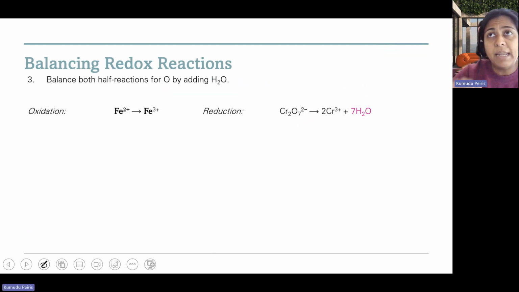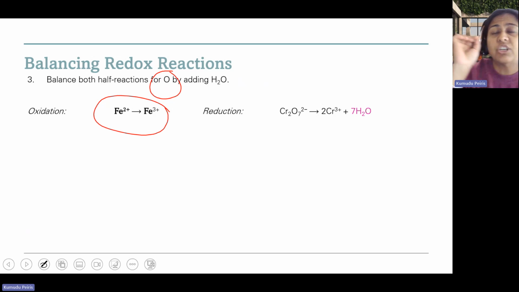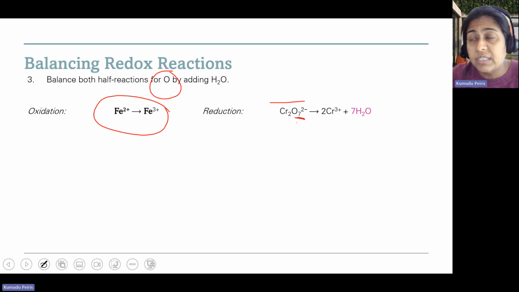Let's move to the next step. Now we are balancing these two half reactions for the oxygen by adding water molecules to the correct side. Again, with the oxidation reaction, there is no oxygen involved, so you don't need to worry about adding oxygens or water molecules. But in the reduction one, on the reactant side, we have 7 oxygens. So in order to balance the oxygens on the product side, we have to add 7 water molecules.